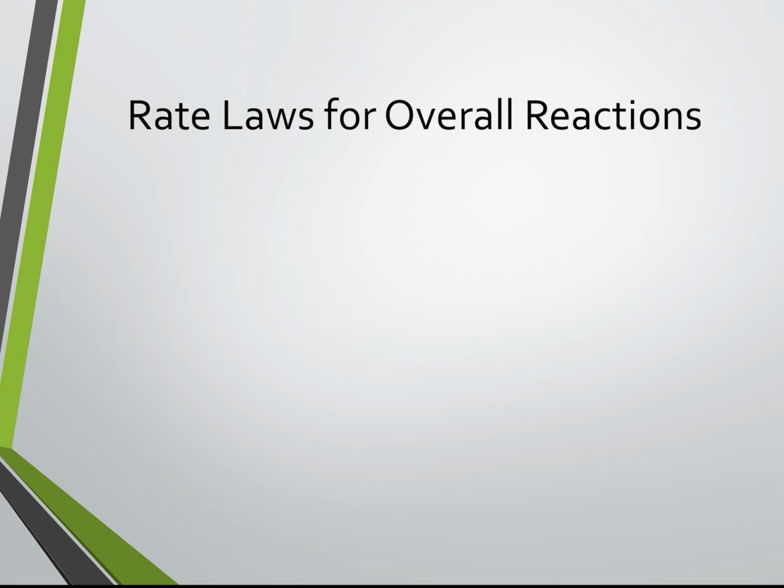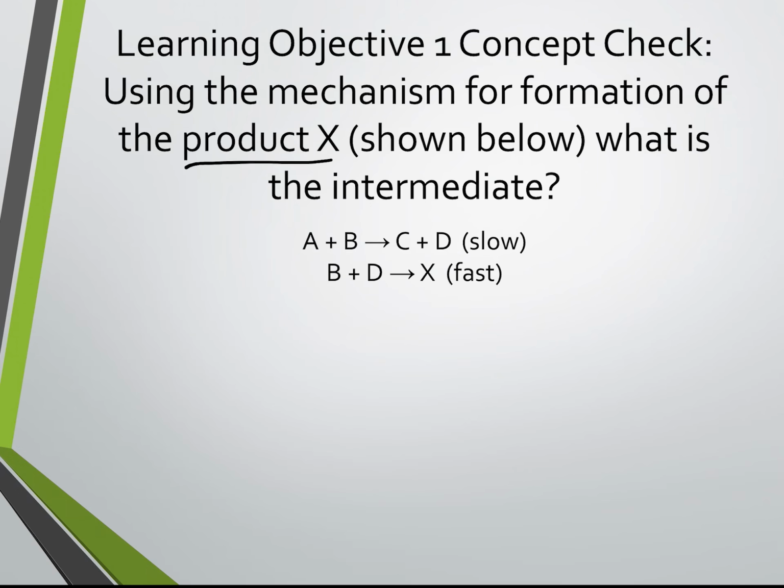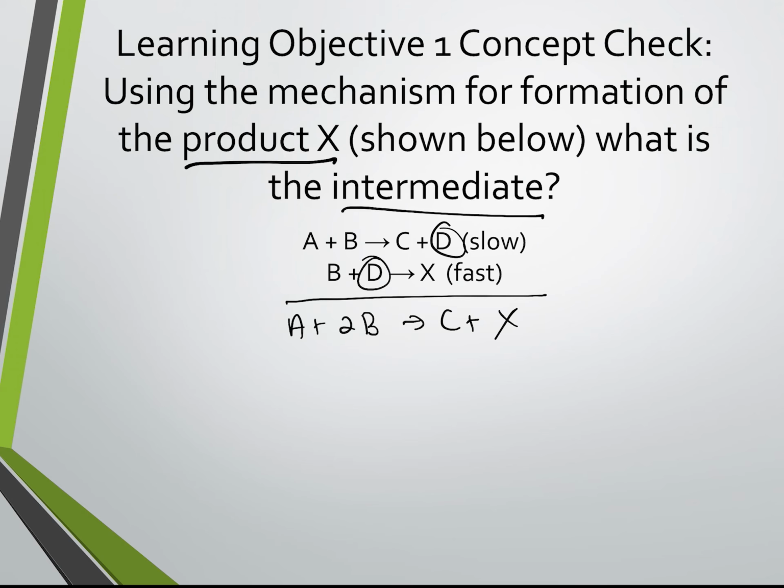Okay. So, we'll try another example. Let's try this one first. Using the mechanism for formation of the product X, what is the intermediate? Whenever you do this, the easiest thing to do is write our overall first. So A plus 2B goes to C plus X. Here, D is produced, then consumed, so D is our intermediate.